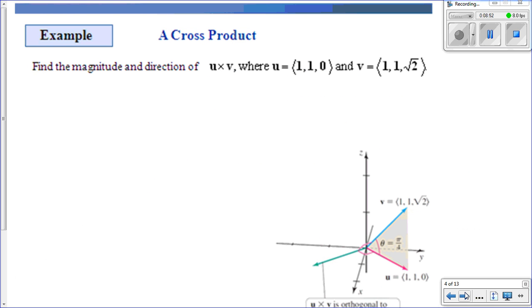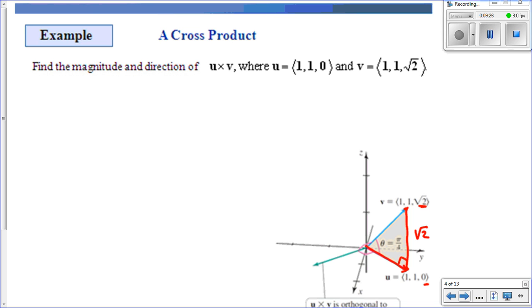Now let's find the magnitude and direction of u cross v. In this, we're given that u is 1, 1, 0. So it's going to be a vector down in the xy plane, since the z component, which is the k component, is 0. And the vector 1, 1, 2, which is directly above that point 1, 1, 0, but at a height of the square root of 2. So this side of that right triangle would be the square root of 2.